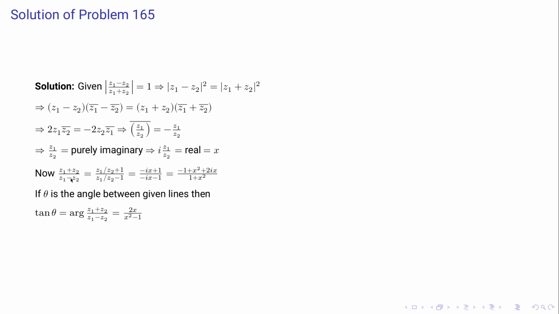Now we rewrite z1 plus z2 by z1 minus z2 as z1 by z2 plus 1 by z1 by z2 minus 1. That is, we divide numerator and denominator both by z2. Now we write z1 by z2 as minus i x from here. So we get minus i x plus 1 in the numerator and minus i x minus 1 in the denominator. Then we multiply with the complex conjugate of the denominator to obtain minus 1 plus x squared plus 2 i x by 1 plus x squared. Once we have found this, we can find the argument: tan theta is equal to argument of z1 plus z2 by z1 minus z2, which will be equal to 2x by x squared minus 1.